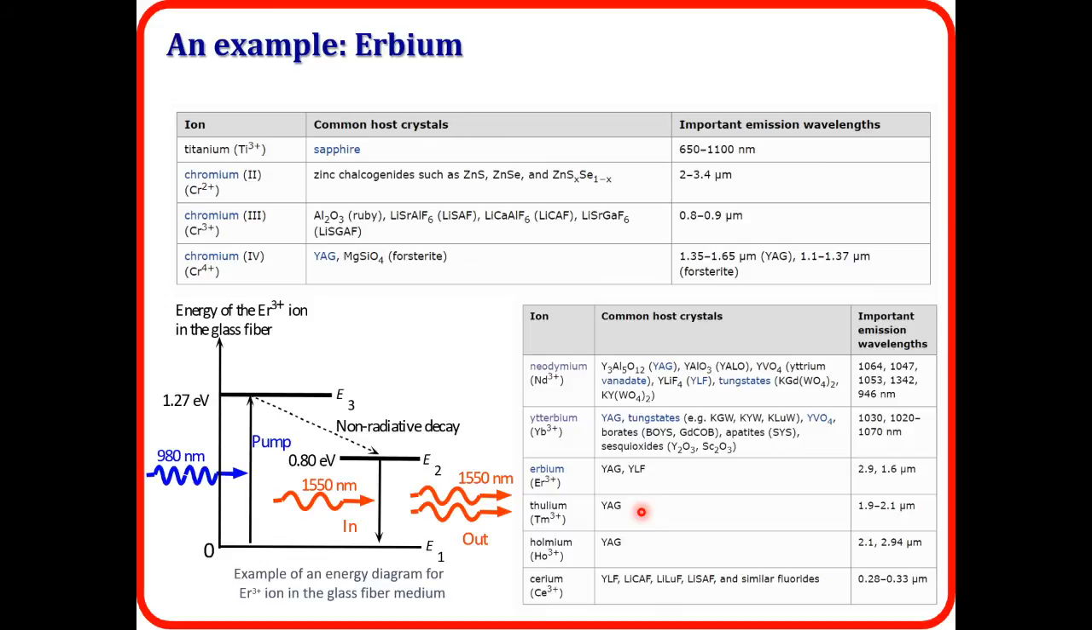Now we need to talk about different gain materials. When we talk about laser gain material, we talk about the host material and the dopant. The dopant can be different materials. For example, here I'm talking about titanium, chromium, and it can be neodymium, ytterbium, erbium, holmium, cerium, and you dope it inside a common host material. For example, for titanium, people have used sapphire, a very successful material, and it can give you a laser wavelength from 650 nanometer to 1100 nanometer.